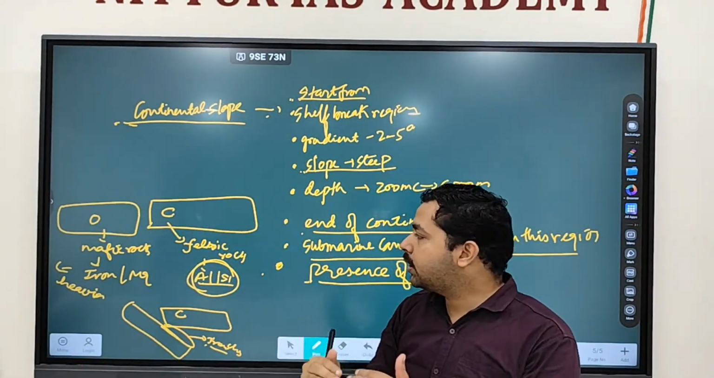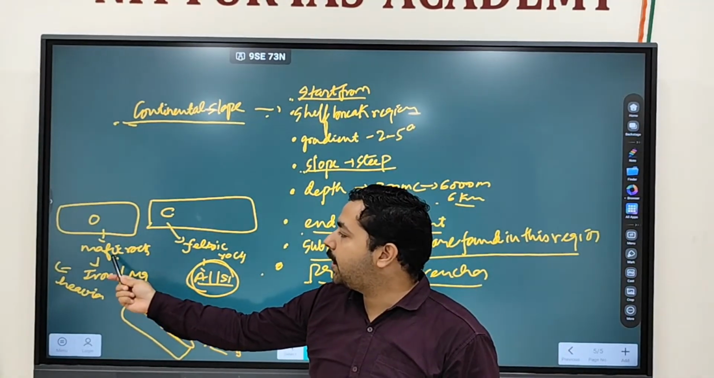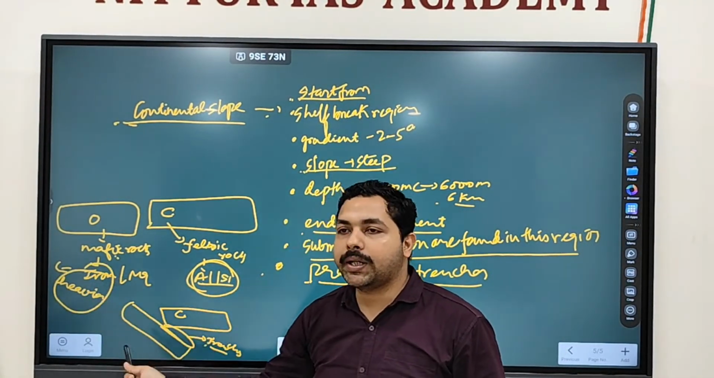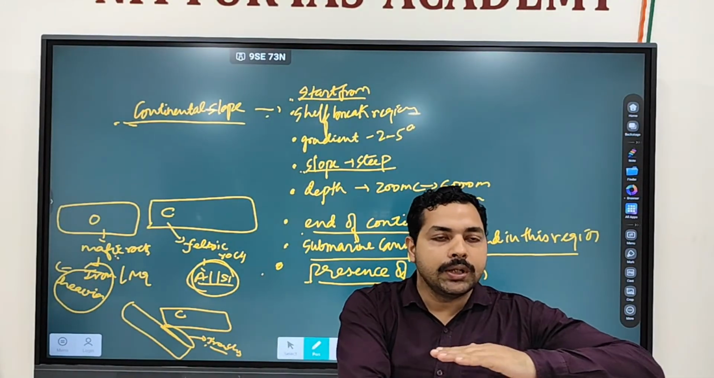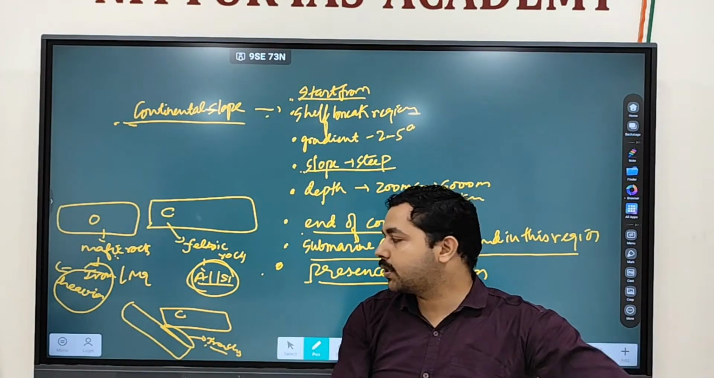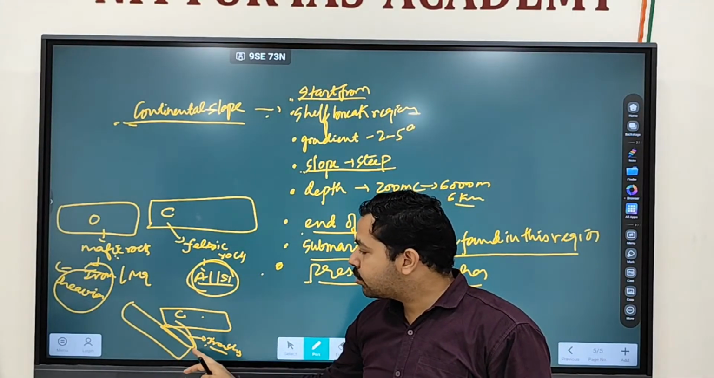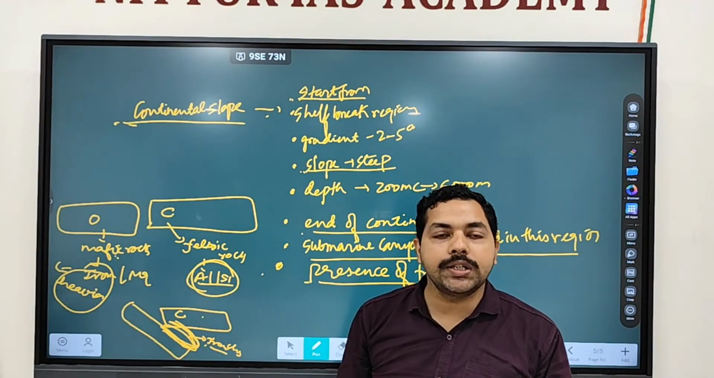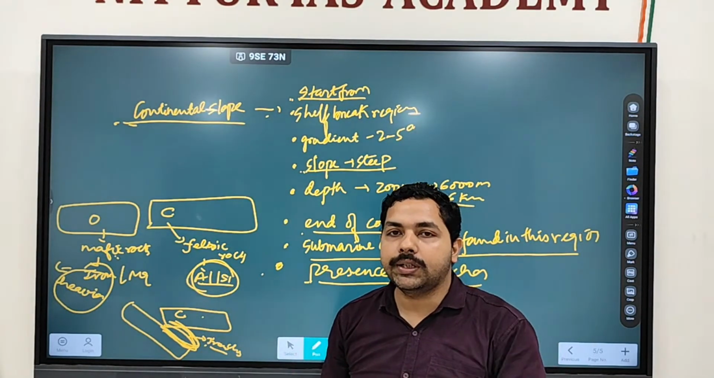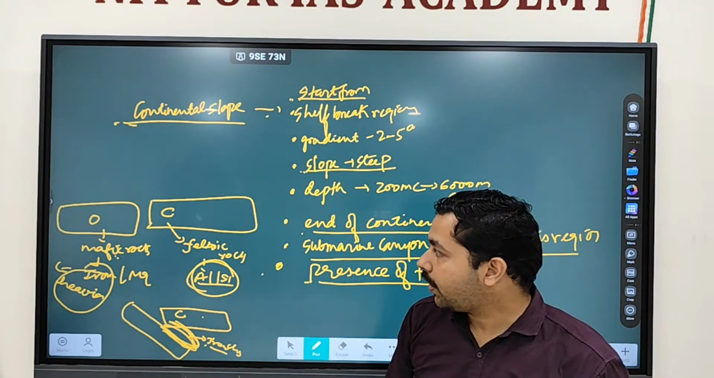Whenever oceanic-continent collision happens, we discussed the oceanic plate is the denser, heavier plate. As per Archimedes principle, they are going to go down because denser goes down, lighter remains up. This creates trenches over here, and the trenches are generally 3 to 5 kilometer deep in nature.